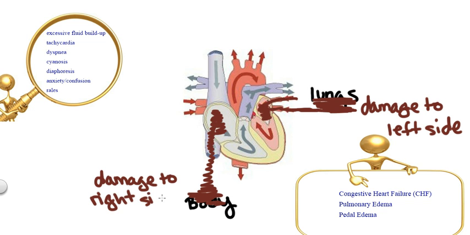So fluid may accumulate in the dependent lower extremities, for example, the liver, the abdomen, which would result in abdominal distension, and edema in the feet and ankles, swollen feet and ankles. If the patient is bedridden, it may lead to edema in the sacral area.